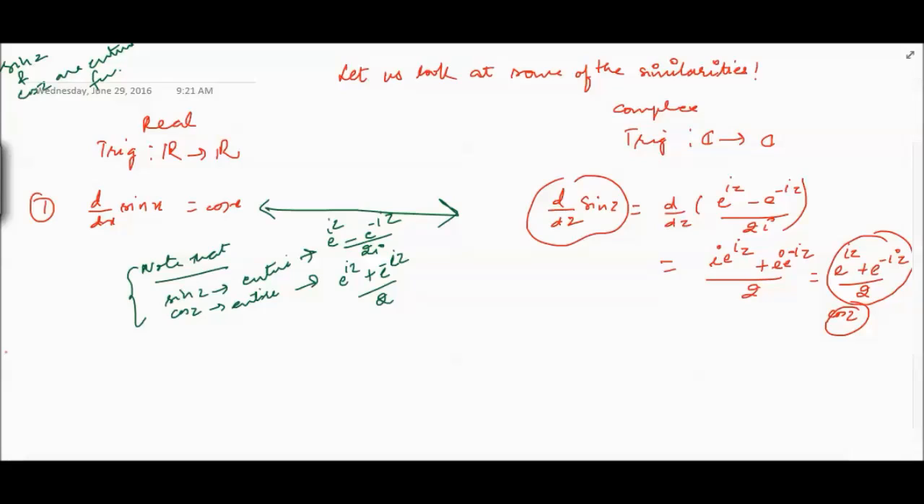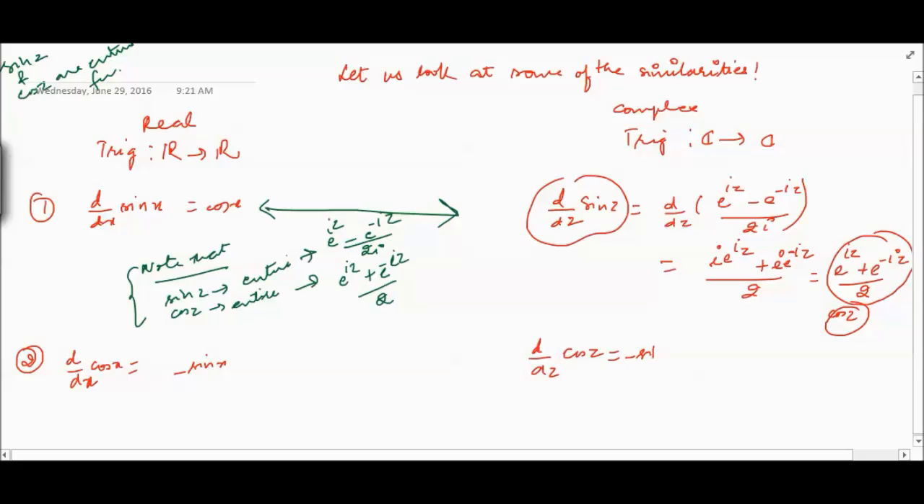Now let us look at the second similarity. In the case of real numbers, we have dy/dx of cos x as minus sin x. You can similarly prove that dy/dz of cos z is actually minus sin z. The proof is similar. This is very simple. You can further prove some identities.